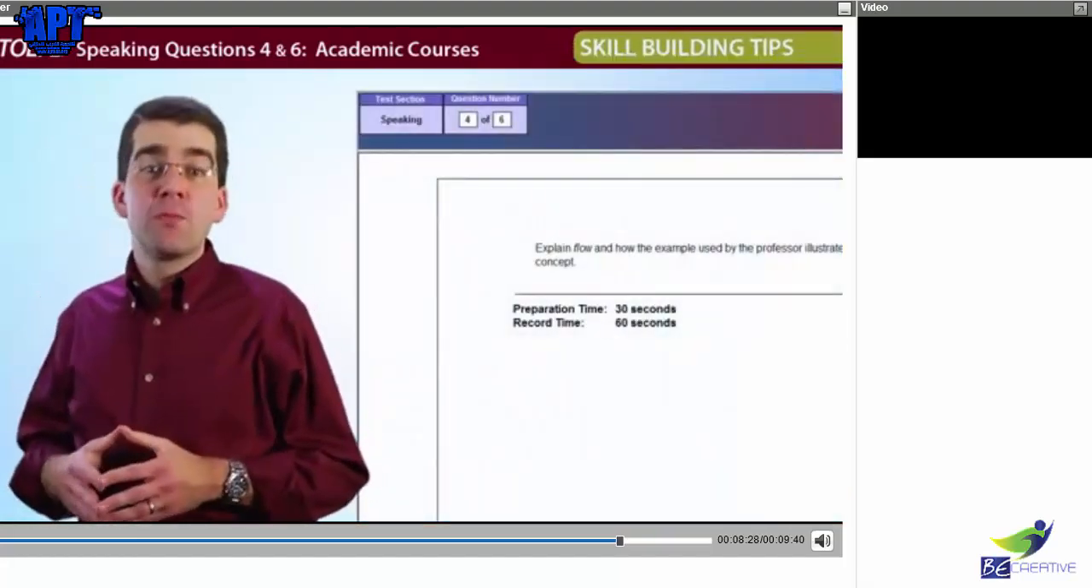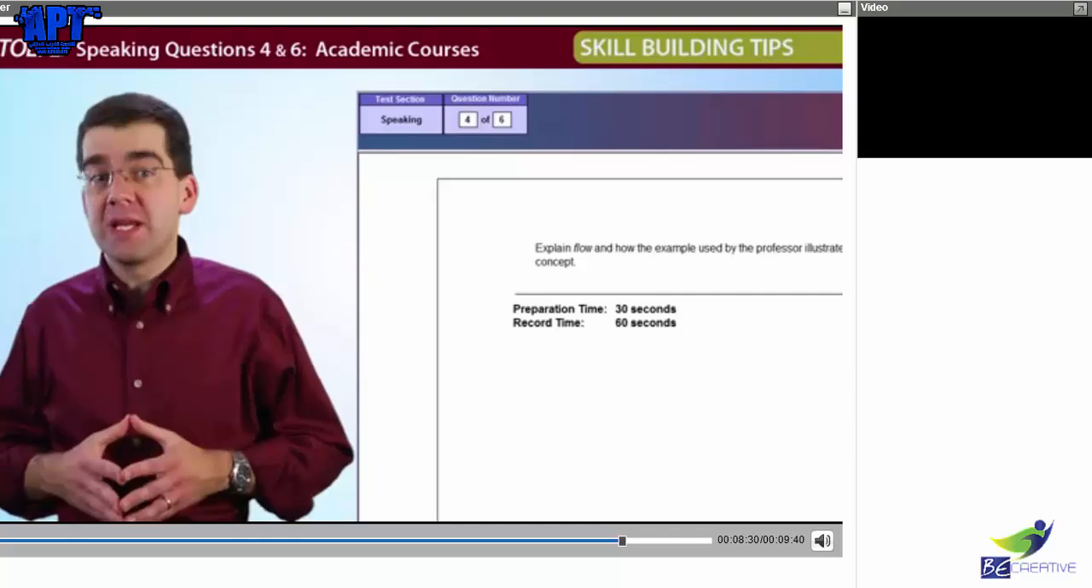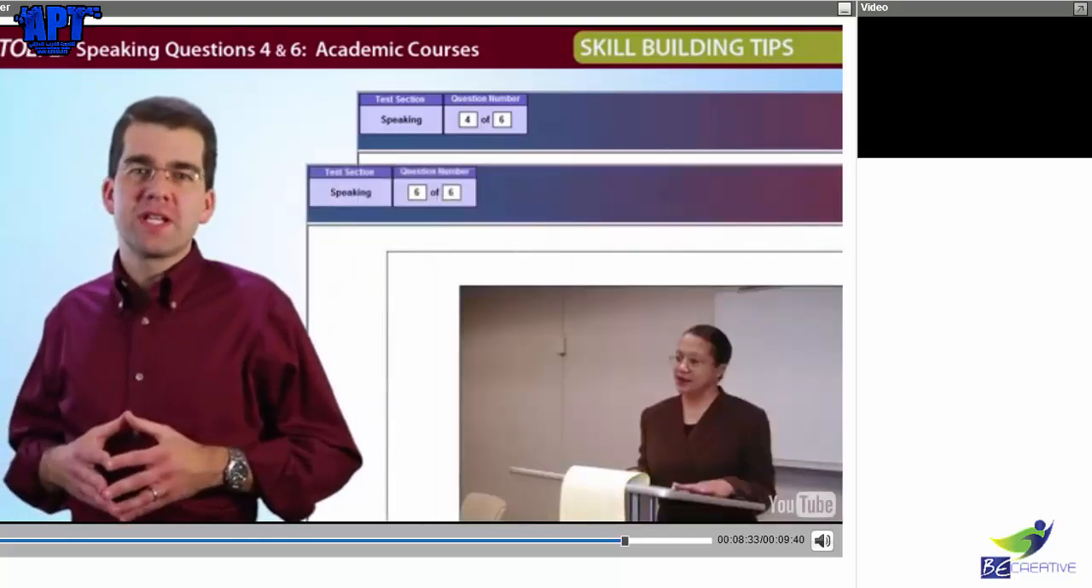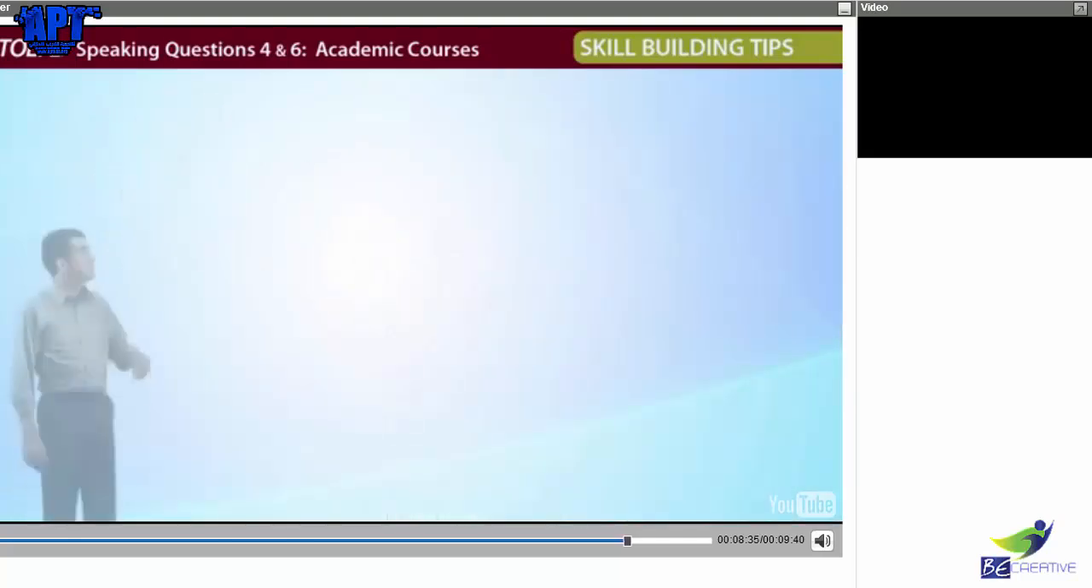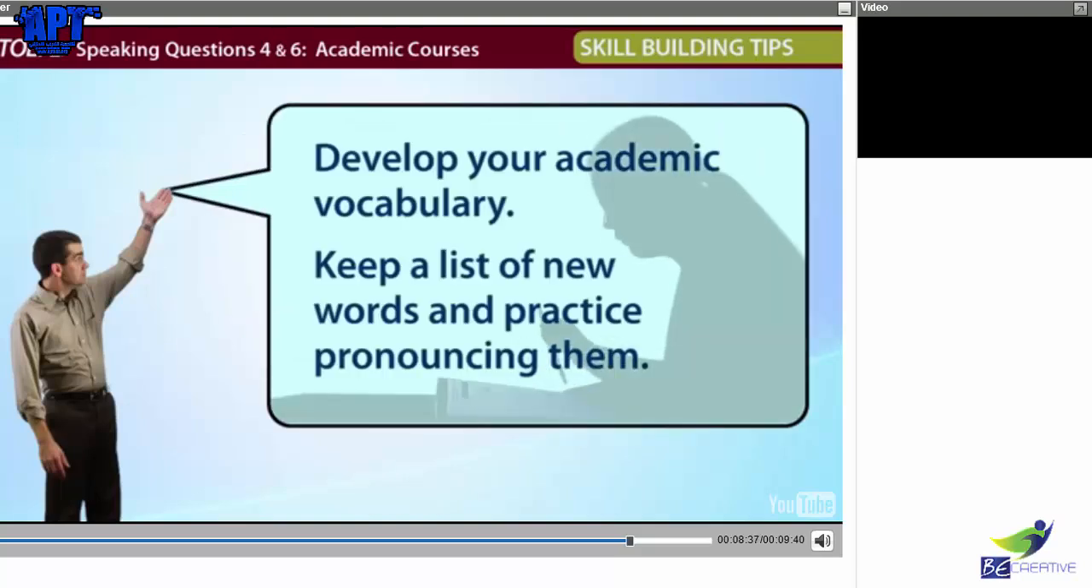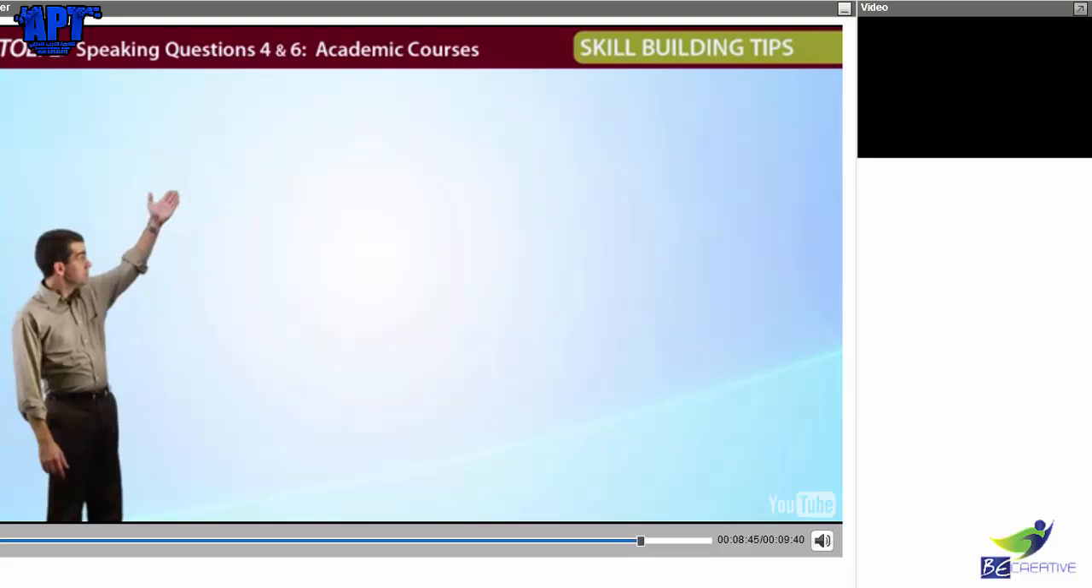Here are some activities that can help you build your skills for the integrated speaking tasks, especially numbers 4 and 6 about academic courses. 1. Develop your academic vocabulary. You should be reading academic texts for practice, so keep a list of important new words that you find and practice pronouncing them.